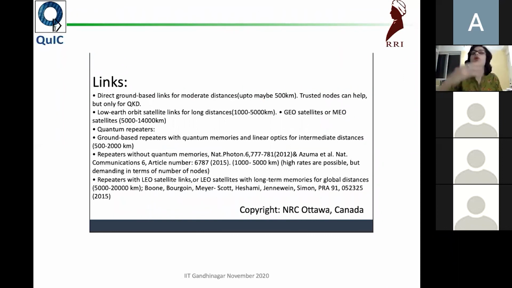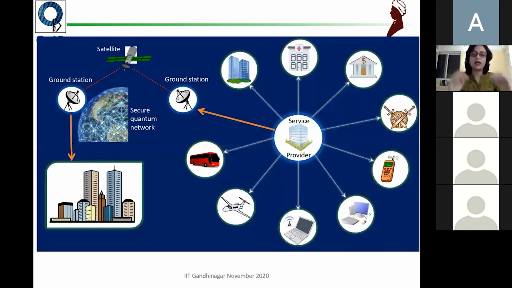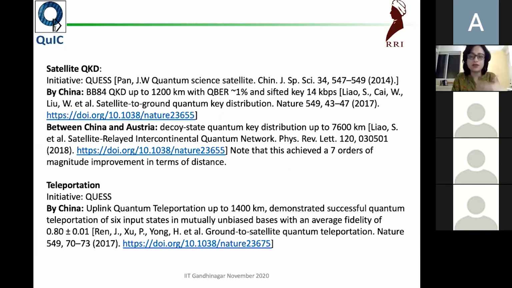So this gives you an overview of different distances you can reach with repeater and satellite. The bigger picture is to reach something like this, where you have a satellite connecting to far placed ground stations, and these ground stations are then connected individually to different service providers, maybe through fiber networks. So a combination of free space and fiber is going to lead to what is called the global quantum communication network, or the quantum internet. This is what the community is working towards, with different things coming up from different countries, but only one successful quantum satellite demonstration so far, from China.